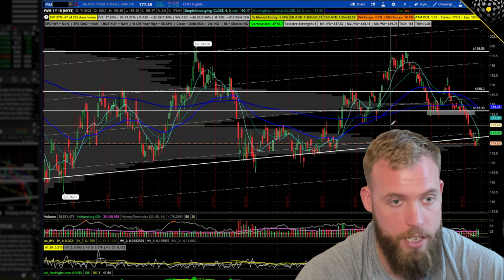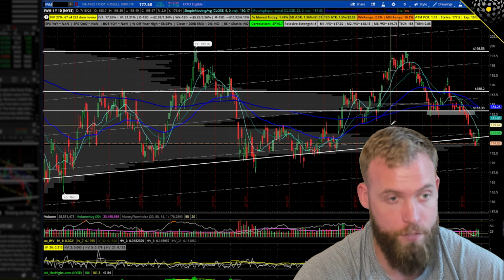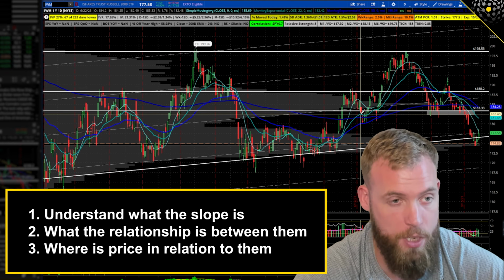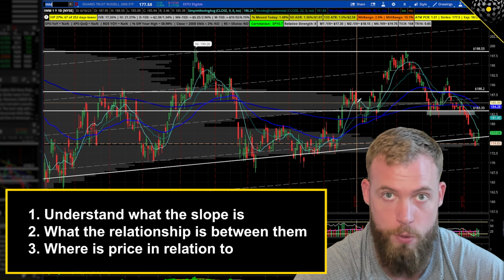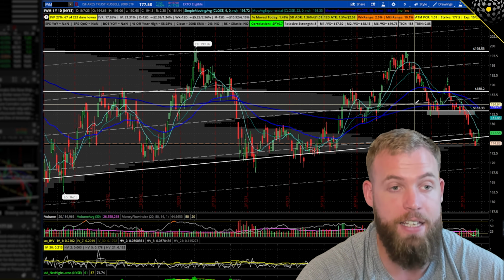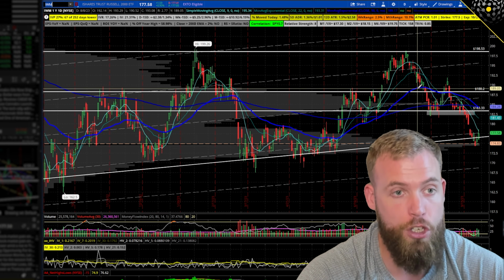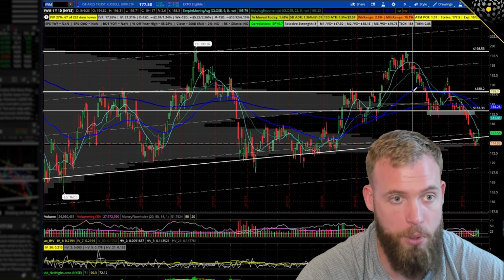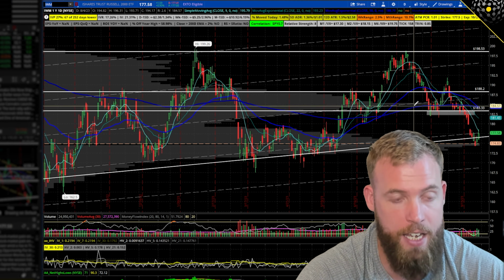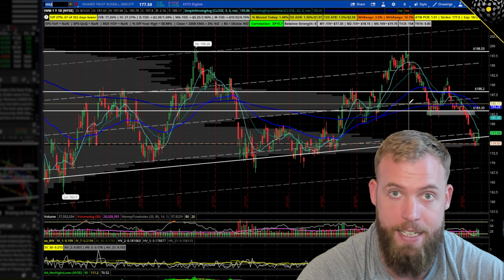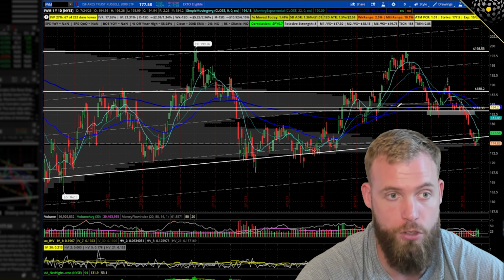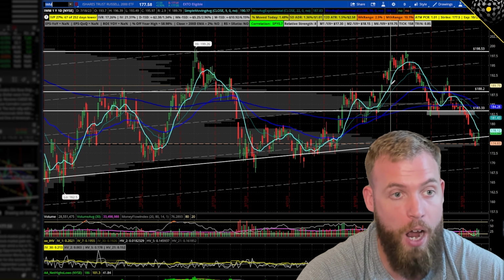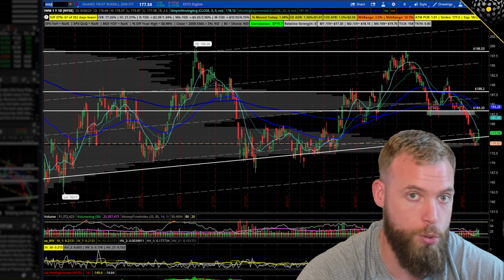Now, I'll leave you to tinker with this to find specifics that work for you. But for me, I really want to understand what the slope is, what the relationship is between them, and where is price in relation to them. That really matters to me. And then depending on the duration of the trade, I use different crossovers for different things. Because if you'll notice, if you use, let's say, for example, a 50-day crossing below the 200-day, that's going to be a much slower indicator because there's a lot more data integrated into it. If you're trading a really short-term strategy, this might not align well with you. So you have to figure out what time frames matter most for the individual strategy you're applying.